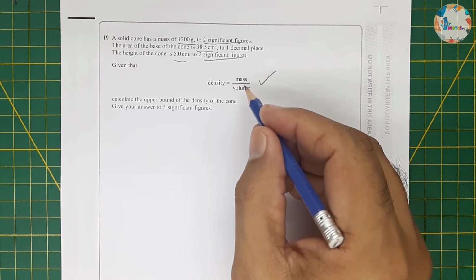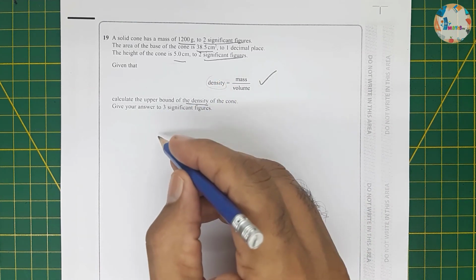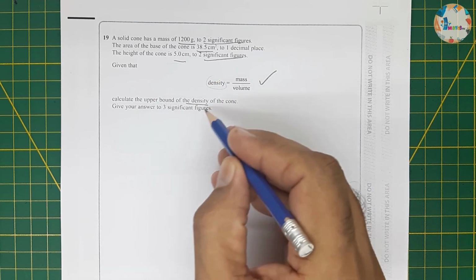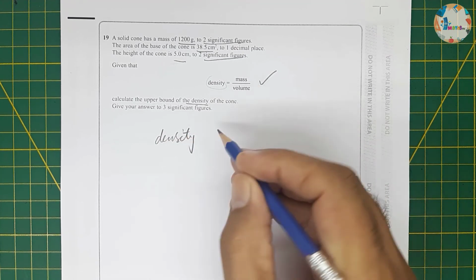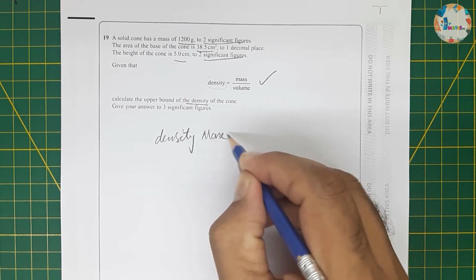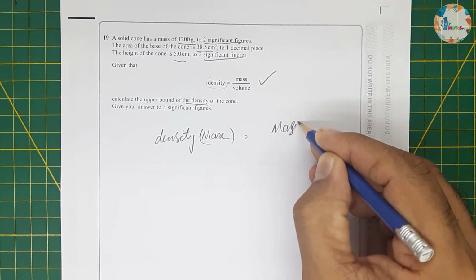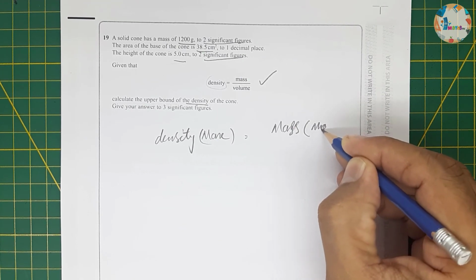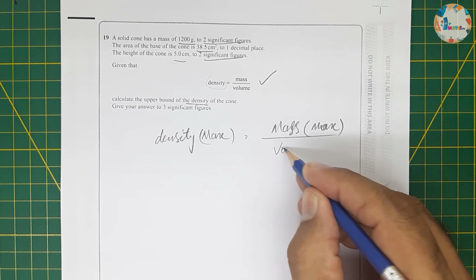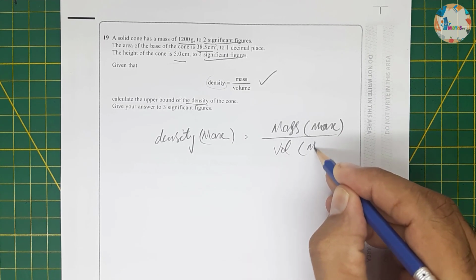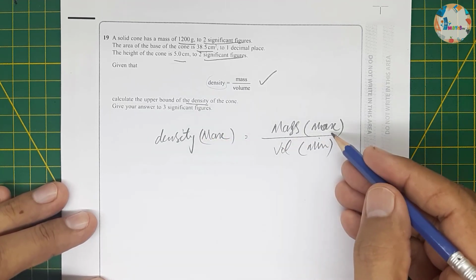So we need the upper bound of the density. So density will be maximum when mass will be maximum or upper bound, and divided by volume should be minimum or lower bound. Now this is the technique which we'll be using for bound.